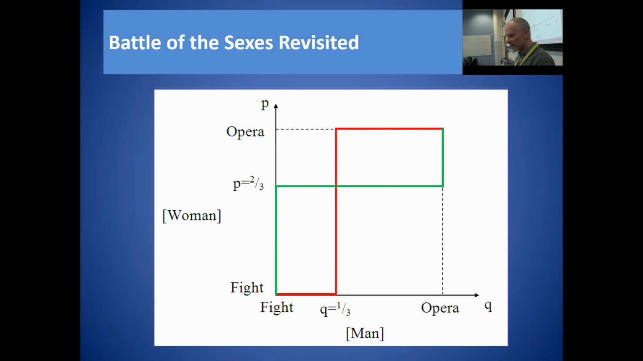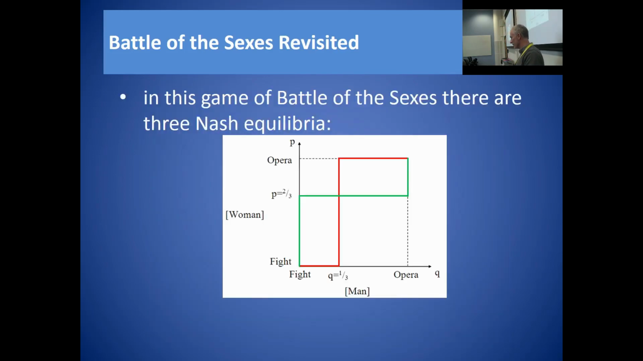Now, what should be fairly obvious in that diagram is those best response lines cross in 3 places. They cross here, they cross here, and they cross here. So what does that suggest? It would suggest that there are 3 Nash equilibria.